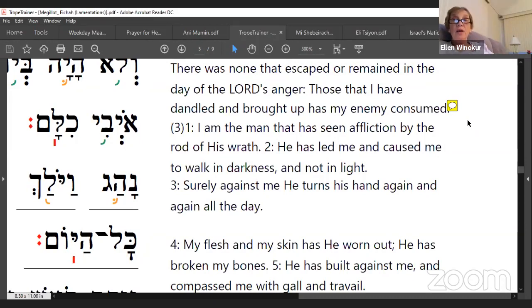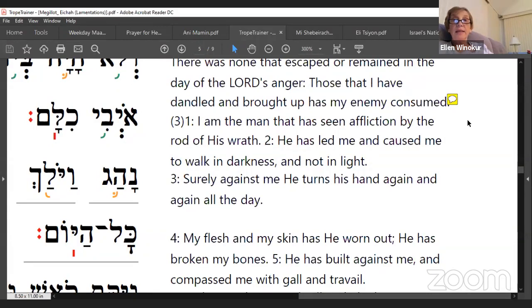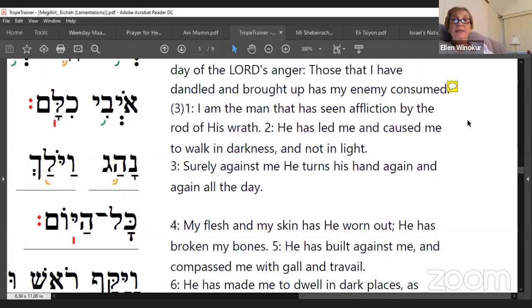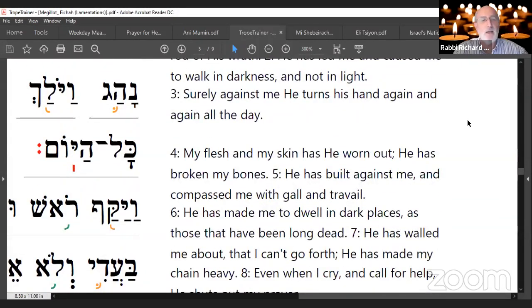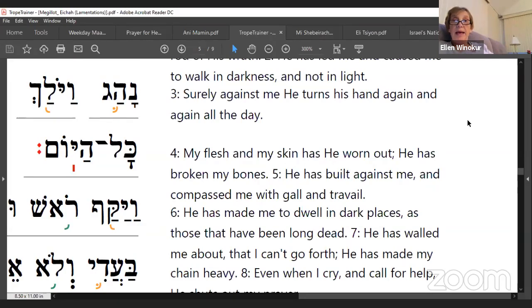I am the man that has seen affliction by the rod of his wrath. He has led me and caused me to walk in darkness and not in light. Surely against me he turns his hand again and again all the day. My flesh and my skin he has worn out. He has broken my bones. He has built against me and compassed me with gall and travail.